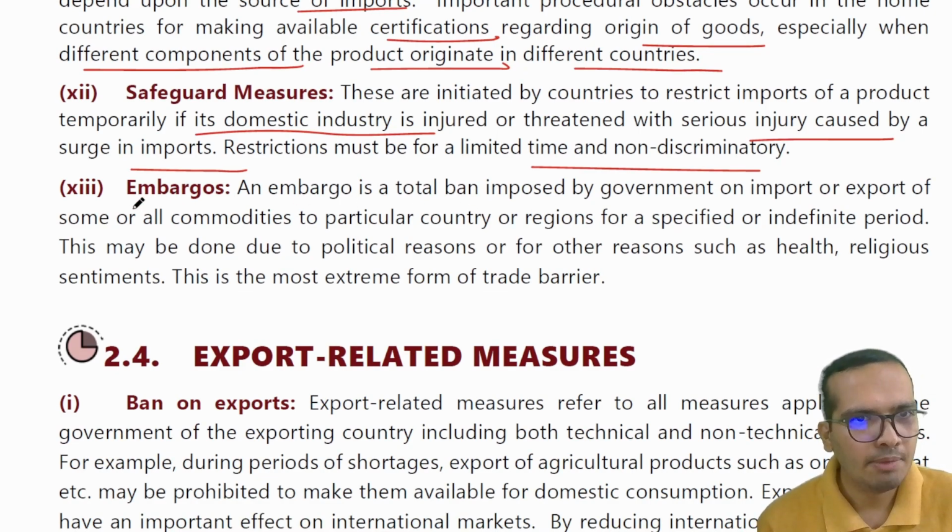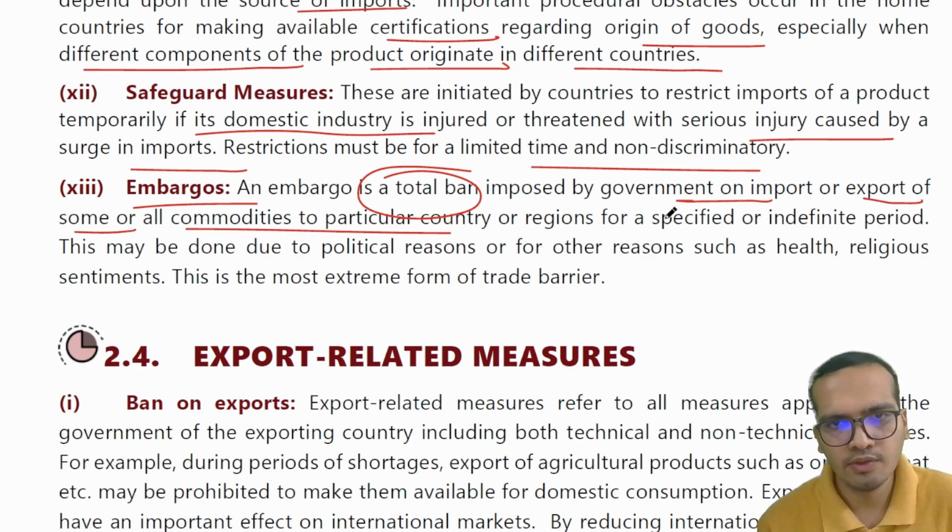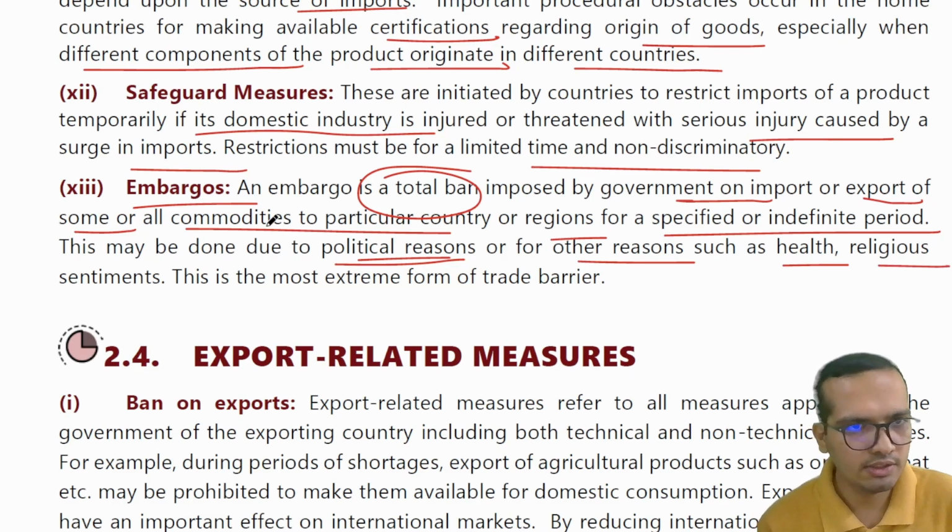Then we have embargoes. An embargo is the total ban imposed by government on import or export of some or all the commodities of a particular country or region for a specific or indefinite period. This may be done due to political reason or for another reason such as health, religious sentiments. This is the most extreme form of trade barriers.